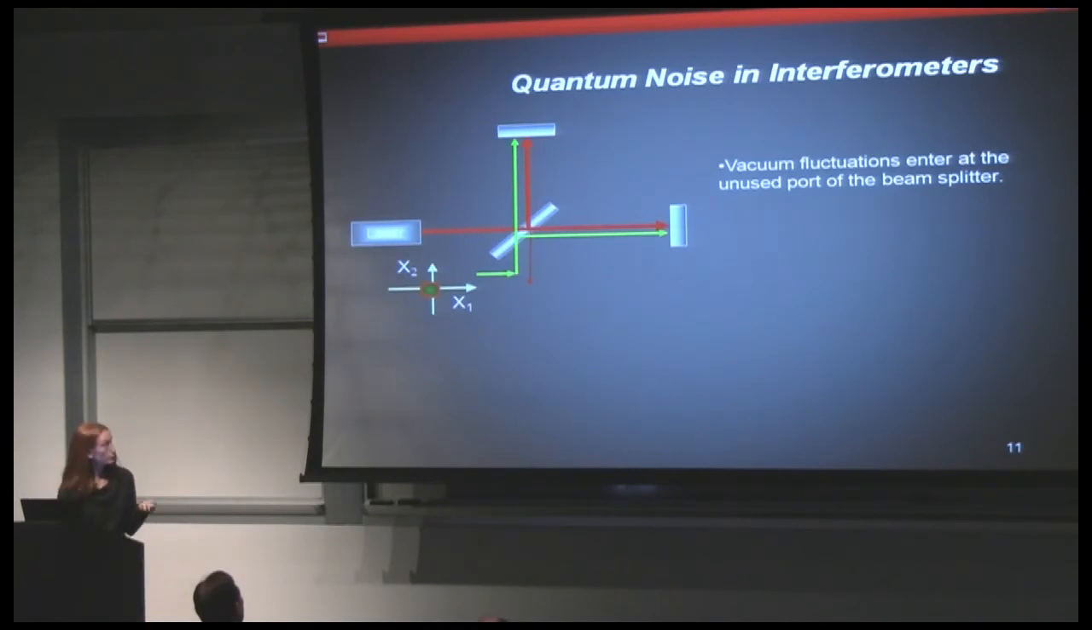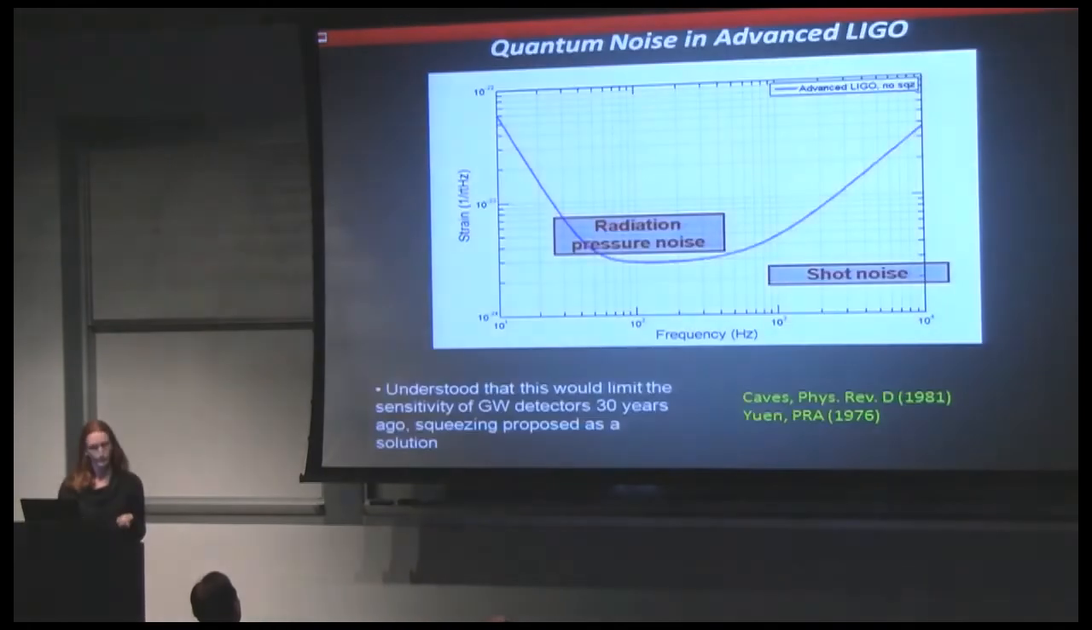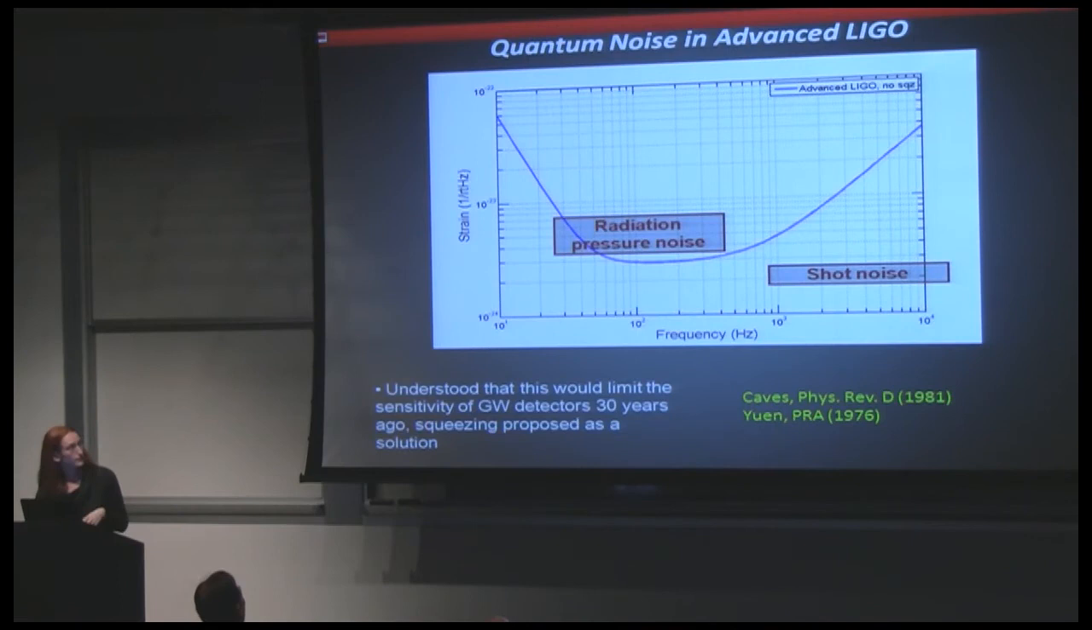There's an unused port to that beam splitter. So of course there are vacuum fluctuations that enter, and those reflect off the interferometer, and they impose their noise on the small coherent amplitude that's coming out at the dark port. That's what's responsible for all of the quantum noise in the interferometer. That means at high frequencies there's shot noise.